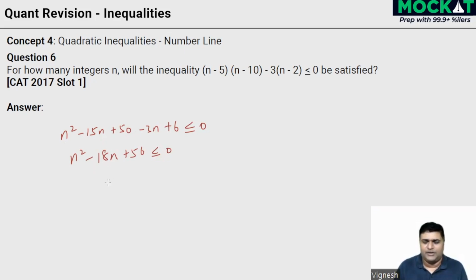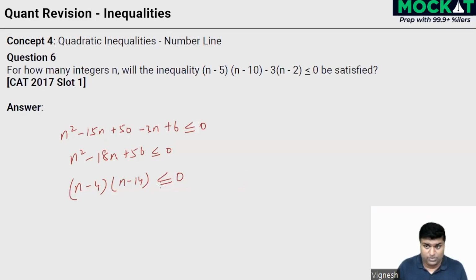18, how do I split into two parts? Product is 56, 14 and 4, right? 7 and 8 is not, right? That's 15 only. So 14 and 4. N minus 4 into n minus 14, right? Quadratic simplification. I just refer to that lesson in case you're not familiar with this. N minus 4 into n minus 14 is going to be less than equal to 0.